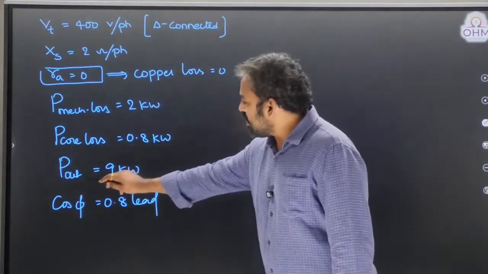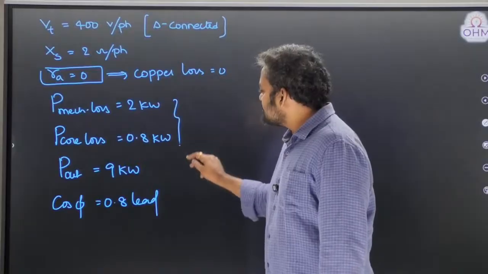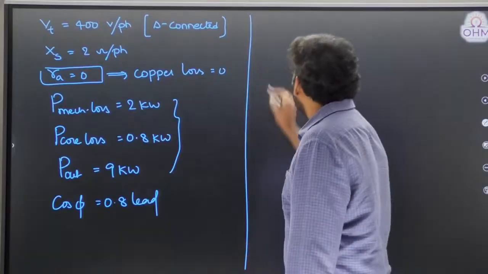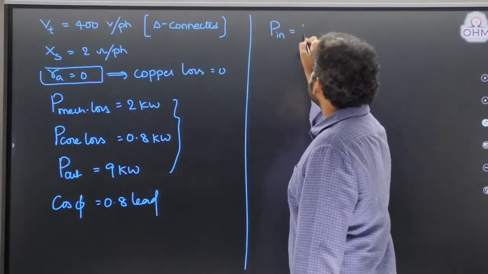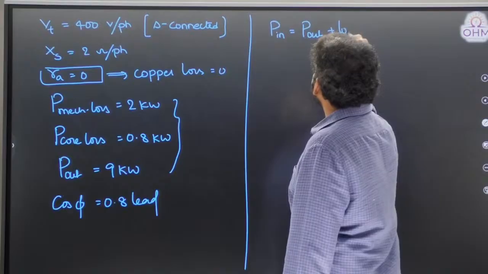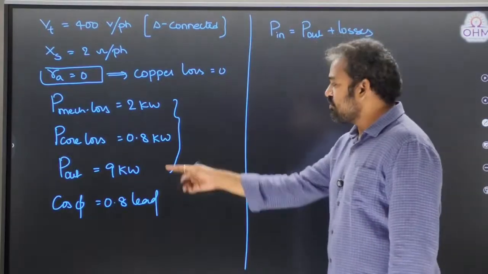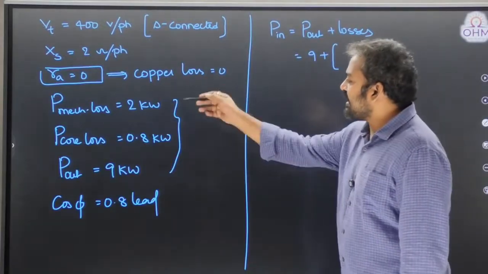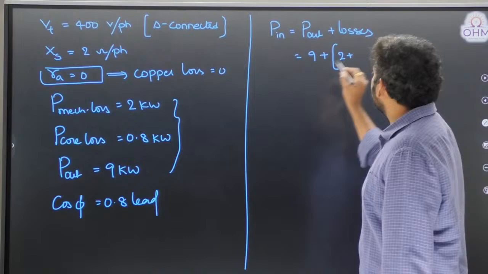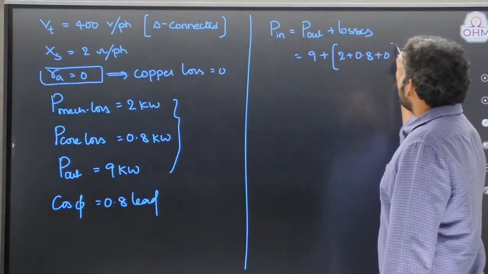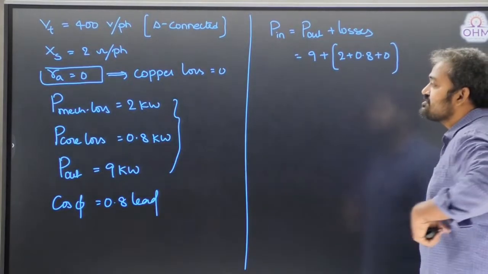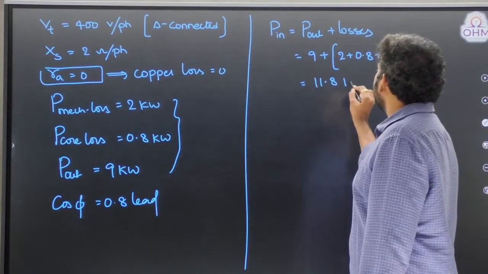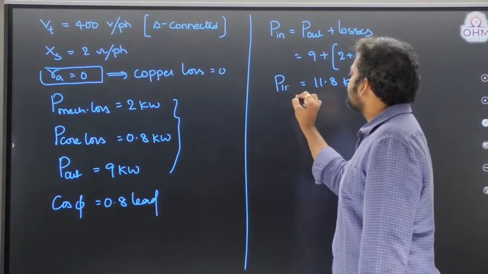Now you see, you know the output power information, you know the losses information. So can you find out input power just by adding? Input power of any machine is always equal to output power plus losses. What is the output power in this question? 9 kilowatt plus losses: mechanical loss I have to add, core loss I have to add, copper loss I have to add, but fortunately in this question copper loss is 0. Therefore, what is the overall answer? It was 11.8 kilowatt. This is the input power.